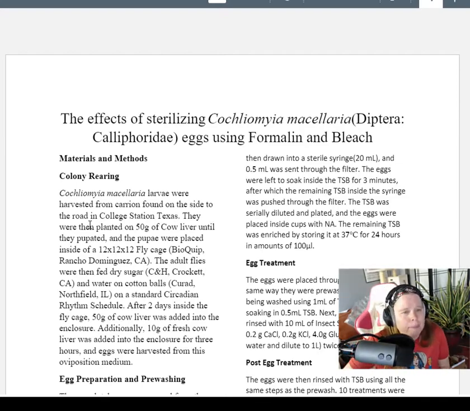So well done there. Okay, they were then placed on 50 grams of cow liver until they pupated. The flies were placed in a 12 by 12 by 12 fly cage. Okay, that's really, really good. One minor thing, you don't need to capitalize cow here since it's not a proper noun. So that should be lowercase. And then there's no losing of points or anything on this. It's just something I want you to be aware of.